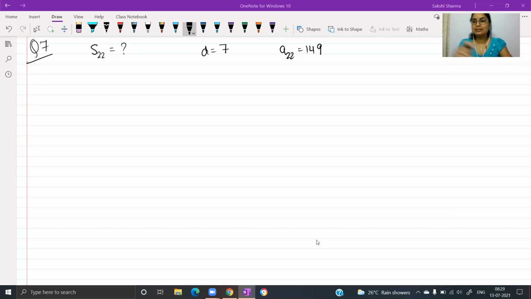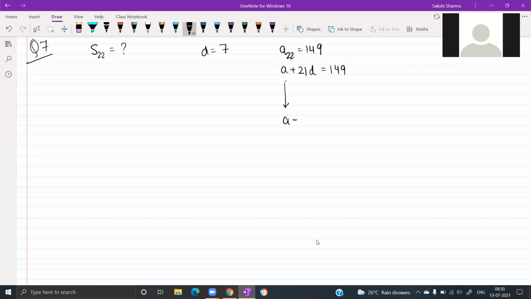Kavyam, yes, ma'am. Beta, how do we proceed? Ma'am, first of all, we will write the formula for an, like a22 equals a plus (22 minus 1)d, equals 149. From here, you will find out the value of a. Can you tell me what's the value of a obtained from here? I have to solve it. Please wait for a while.